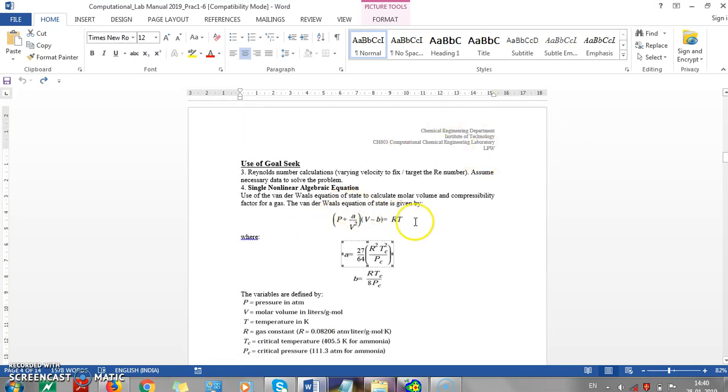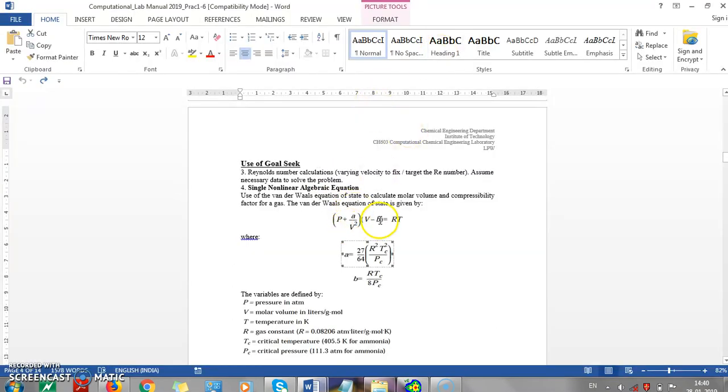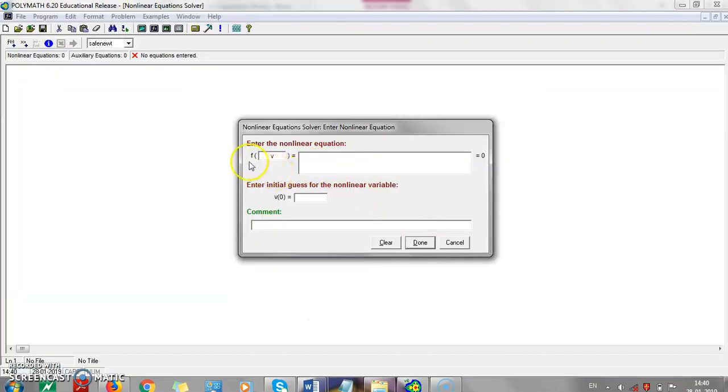wherein we have the van der Waals equation. Pressure is known to us, temperature is known to us, A and B can be calculated, and we want to find out the value of V. So let's try to solve this problem by putting this as the equation. The equation which we want here is this minus RT equals 0. Our equation should be f(V) equals 0. So I write the equation as P plus A upon V to the power 2, into V minus B, minus R multiplied by T.